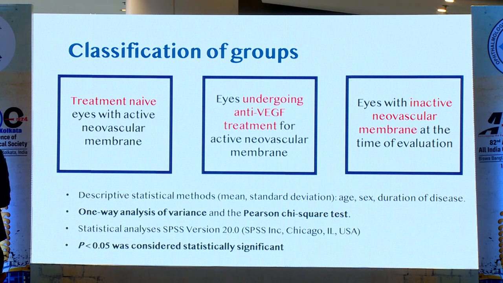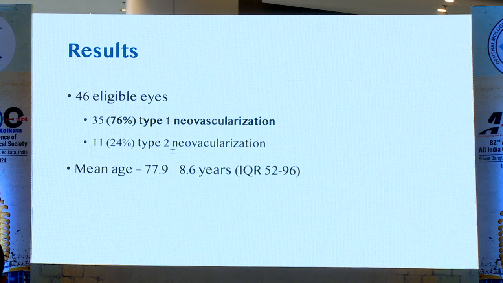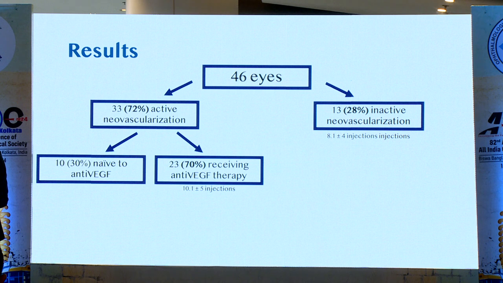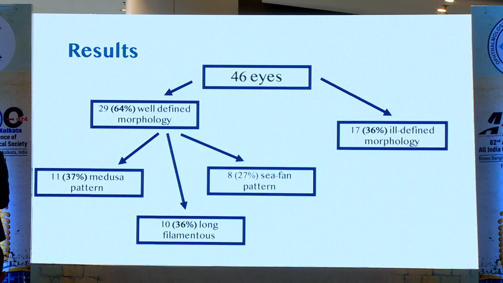So they were classified into a treatment-naive, a previously treated, and an inactive neovascular membrane category at the time of evaluation. Statistical analysis was done by one-way variance and Pearson chi-square test, and a p less than 0.05 was considered statistically significant. So in the 46 eyes that were chosen for the study, 76% had type 1 neovascularization with an average age of 77.9 years, plus minus. Out of the 46 eyes, 72% had active neovascularization, out of which 70% of that population were already receiving prior anti-VEGF therapy, and 28% had inactive neovascularization.